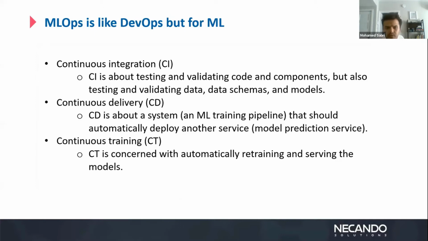People ask me a lot what exactly does MLOps mean. For me, the easiest way to say it is that you adapt DevOps to the machine learning world, and that's what it is. So if you adapt DevOps, you have continuous integration, you have continuous delivery, and you add something specific to machine learning that is called continuous training.